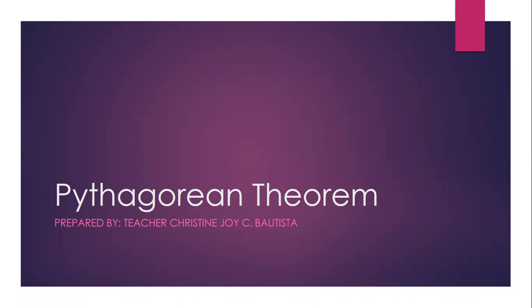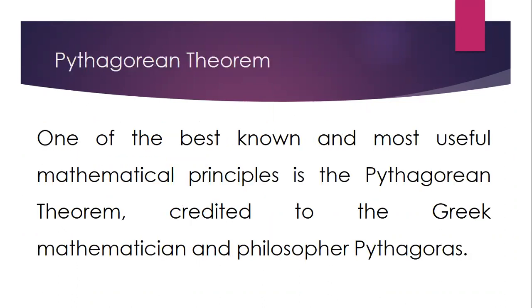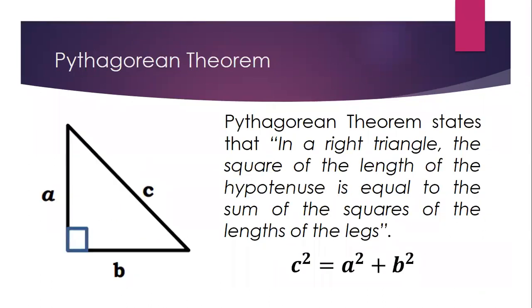So for today's video, our topic is all about the Pythagorean Theorem. Our objectives are to state the definition of the Pythagorean Theorem and solve the missing side of a right triangle using the Pythagorean Theorem. One of the best known and most useful mathematical principles is the Pythagorean Theorem, credited to the Greek mathematician and philosopher Pythagoras. So what is the Pythagorean theorem?